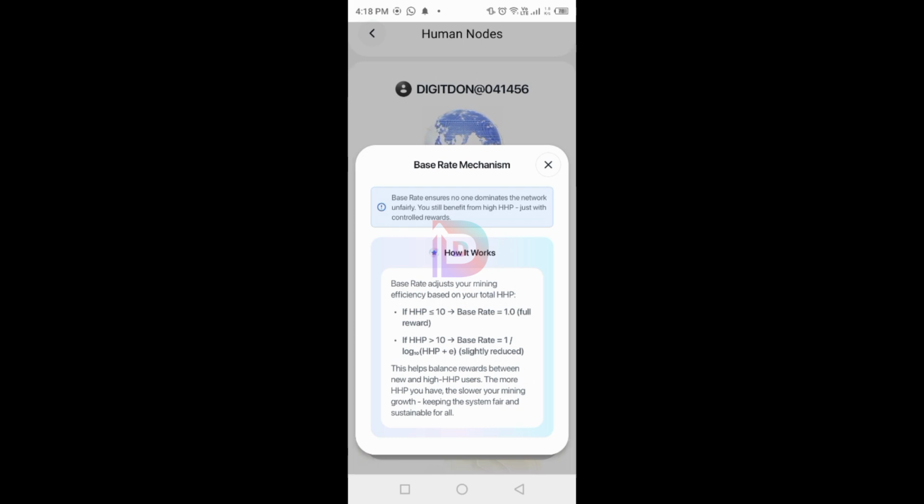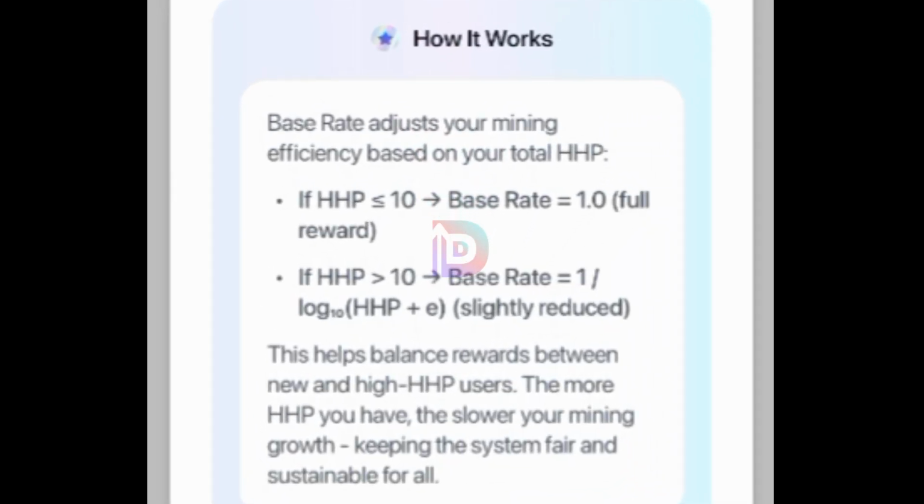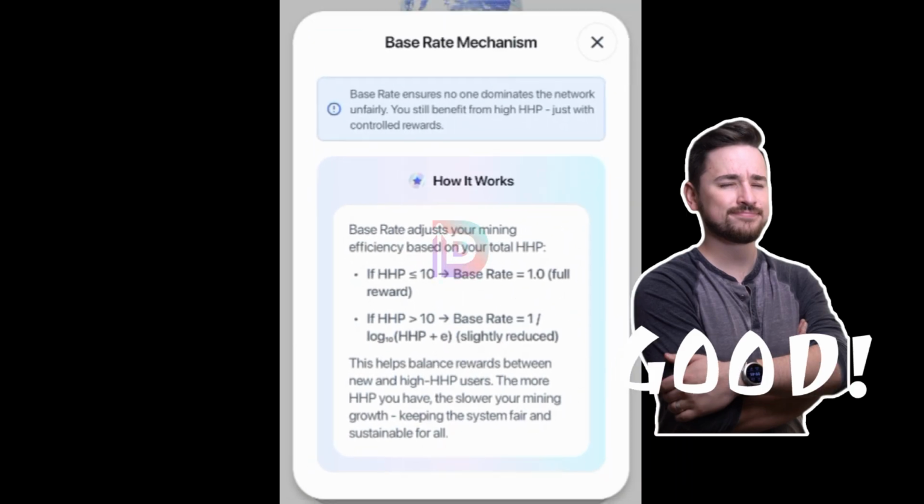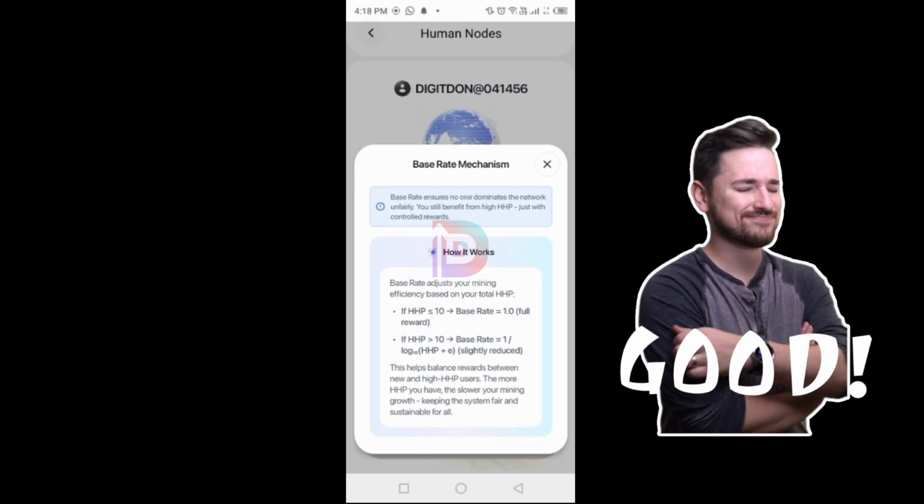However, if the list of your direct and indirect referrals increases and your HHP crosses over 10, the base rate will be slightly reduced with the application of a specific formula. I will try to cover that in some other video. This reduced rate helps balance rewards between new and high HHP users, keeping the system fair and substantial for all. I hope you've understood everything clearly.